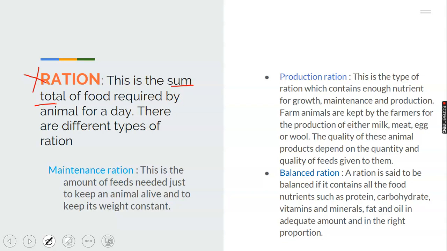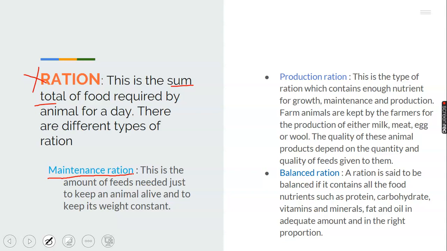There are different types of ration. The first one we have here is maintenance ration. Maintenance ration is the amount of feeds needed just to keep an animal alive and to keep its weight constant.